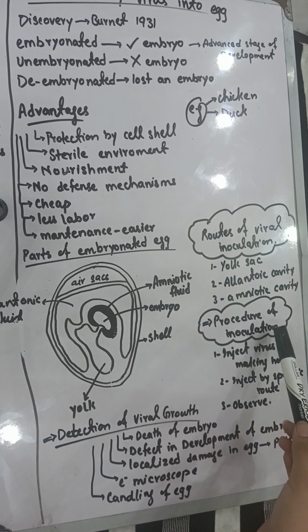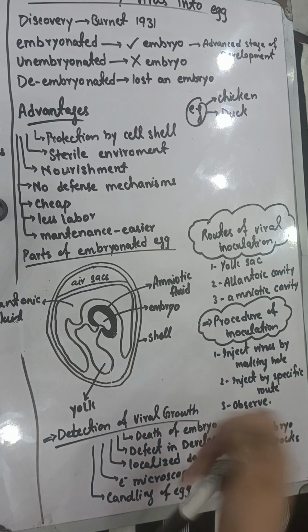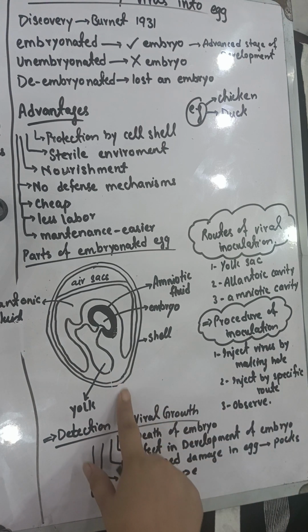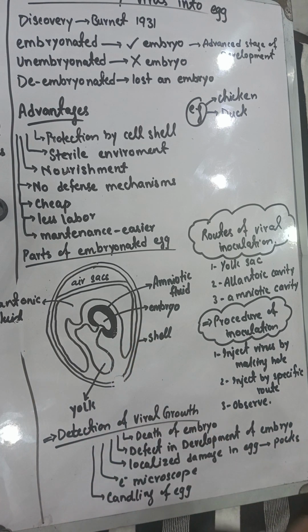After inoculation, first of all, let's discuss the procedure of it. So you will inject your viruses by making a hole in the shell. Let's suppose I have made a hole in that shell, then I will insert a syringe and can inject into the various parts which are required for it. Then inject at the specific route, and after that I will observe it.